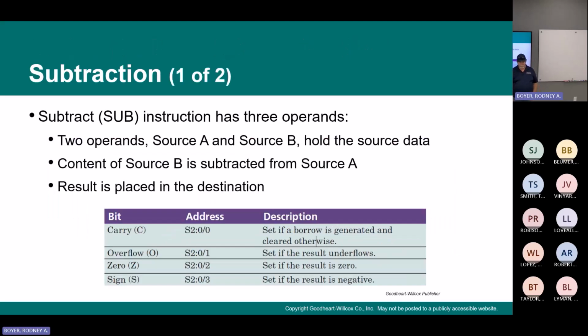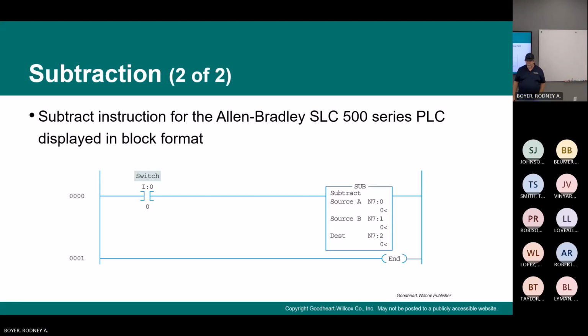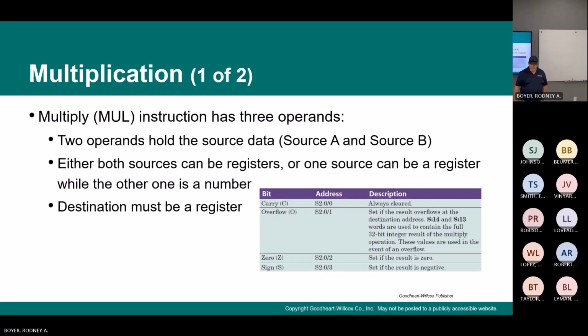Okay, subtraction, same thing. Source A is what you're starting with. Source B is what you're subtracting from it. And then the result goes into the destination, with the same status bits. So N7:0 minus N7:1 equals N7:2. Multiply, basically the same thing. Source A times source B equals destination.